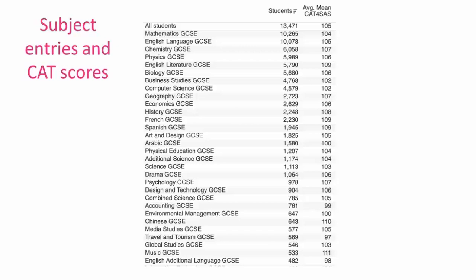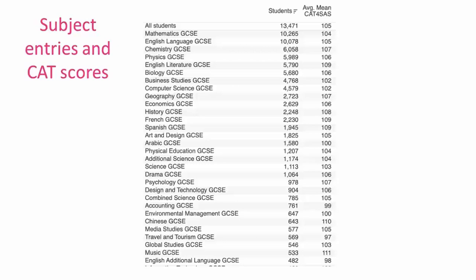But interesting to see the numbers of entries for, we picked out, I think, the top 30 GCSEs here. So sciences, the humanities, and you can see the list of subjects. And obviously you're thinking about your curriculum offer in your school. This will be interesting to see what students study in international schools. The other interesting bit of information here is the average CAT score for students taking each subject.